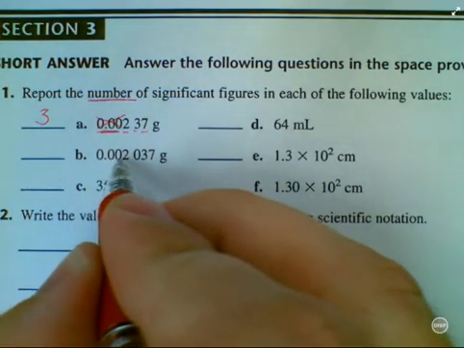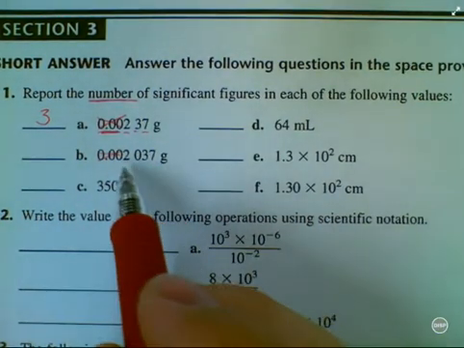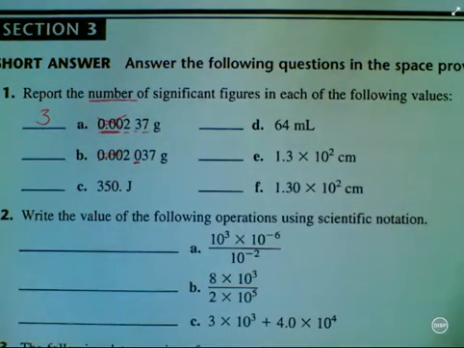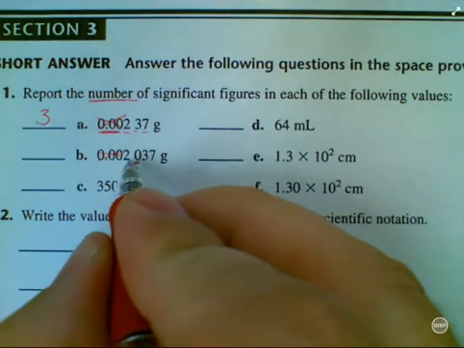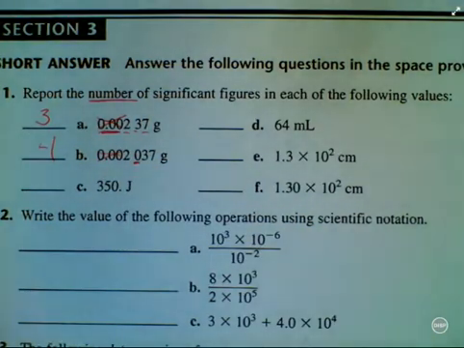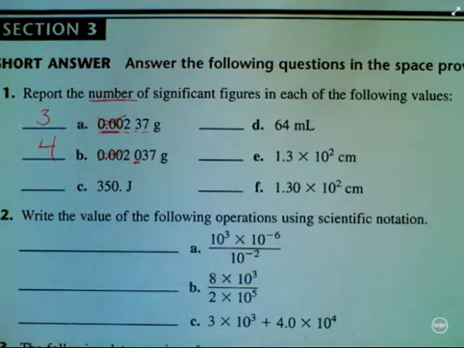B, again, I have some leading zeros, so I'm not going to count those as significant. Here I have some non-zero digits, but I also have this new thing in here. It's a sandwiched zero. It's a zero in between 2 non-zero digits. As per rule number 2, this counts as significant. So 1, 2, 3, 4 significant figures present in that value.